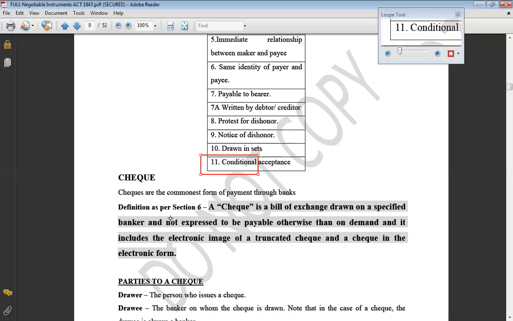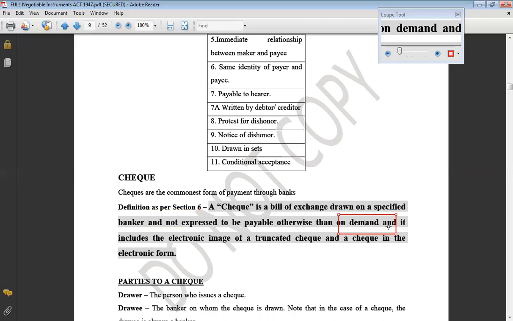And second, not expressed to be payable otherwise than on demand. Check is always payable on demand. You always are supposed to go, present the bill, check, and get the payment. Payment is always on demand, which is not always so in case of bill of exchange. It may be there, it may not be there.